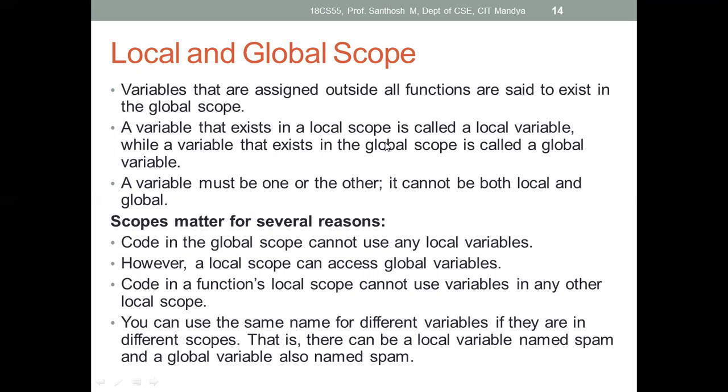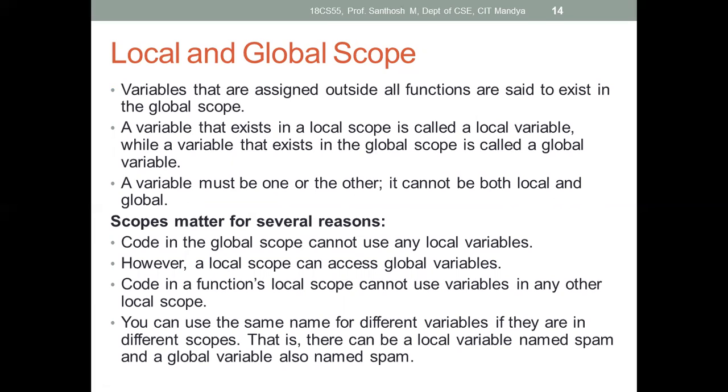A variable that exists in a local scope is called a local variable, while a variable that exists in the global scope is called a global variable. A variable must be one or the other. It cannot be both local and global. Means if you declare any variable, that variable may be local or global, but it cannot be both.